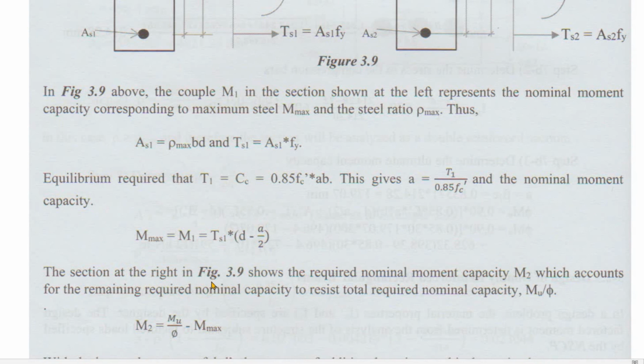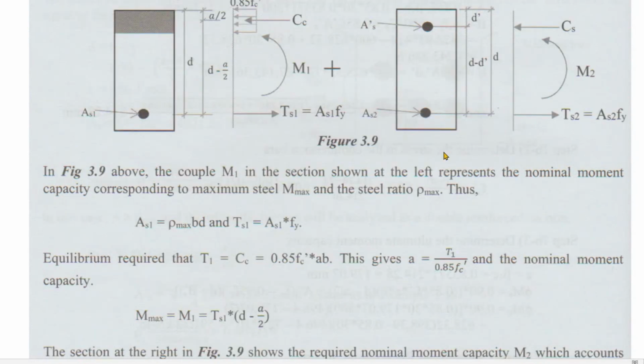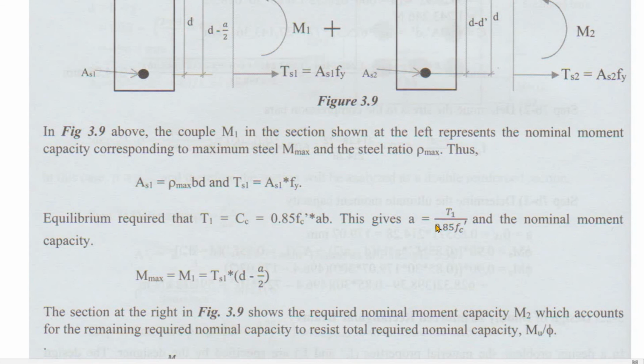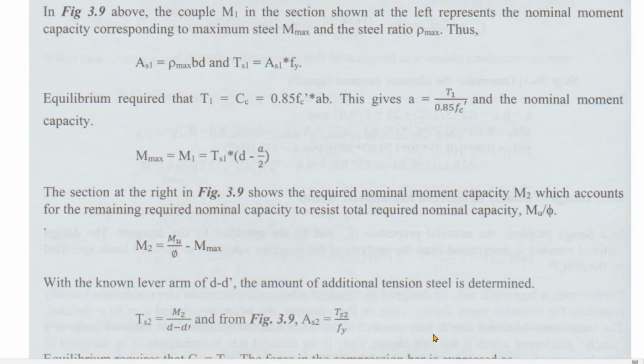The section at the right shows the required nominal moment capacity M2, which accounts for the remaining required nominal capacity to resist the total required nominal capacity Mu over phi. So, M2 is equal to Mu over phi minus Mmax. Okay, what is M2? That is the excess moment. So Mu over phi is the load, and Mmax is the capacity moment of the SRB.